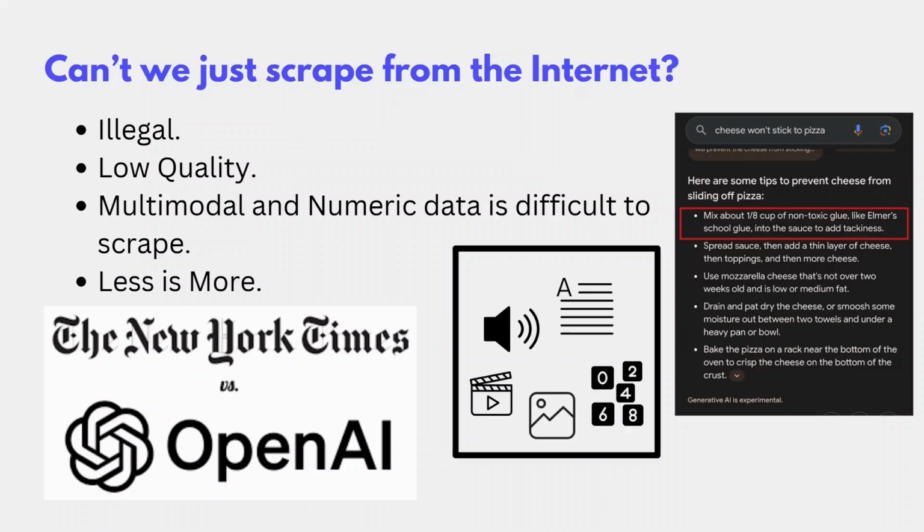We also have many other similar cases like the New York Times suing for scraping their content without permission. Since then, many websites have started to paywall their content and they're not allowing scraping. Let us say a website has allowed scraping and you have obtained this data, there is no guarantee that it will be of good quality.